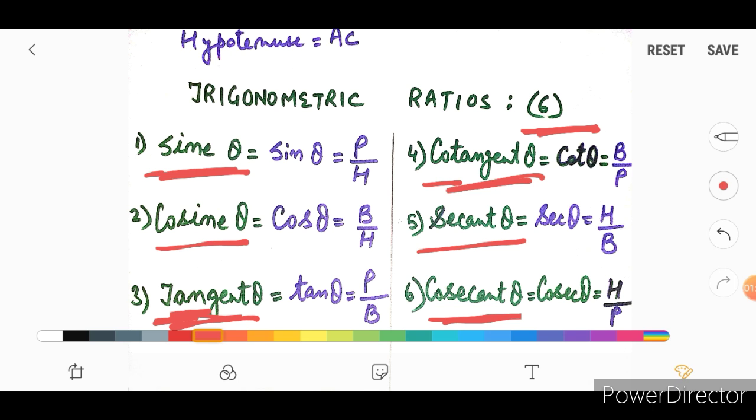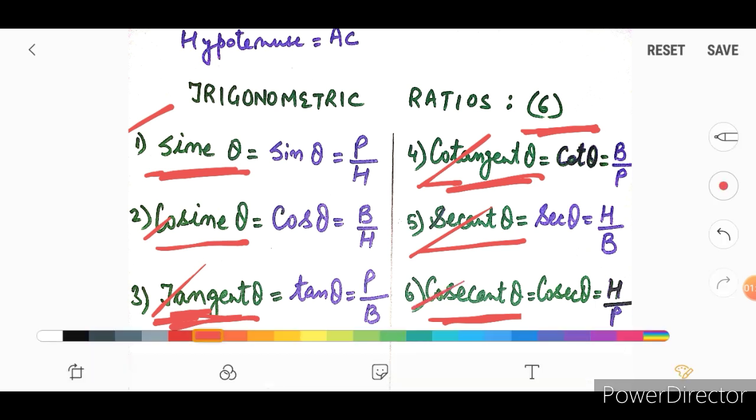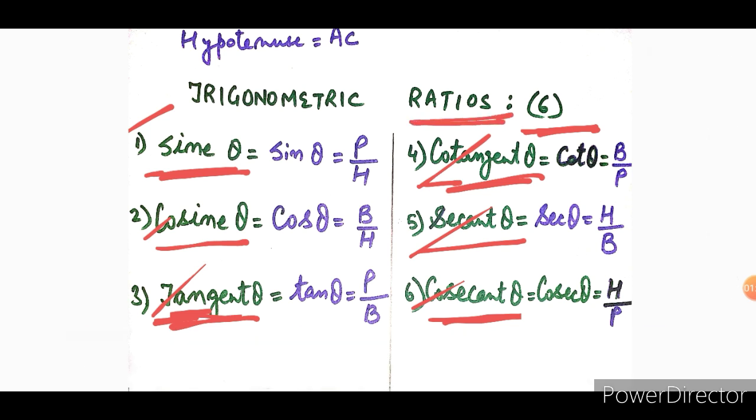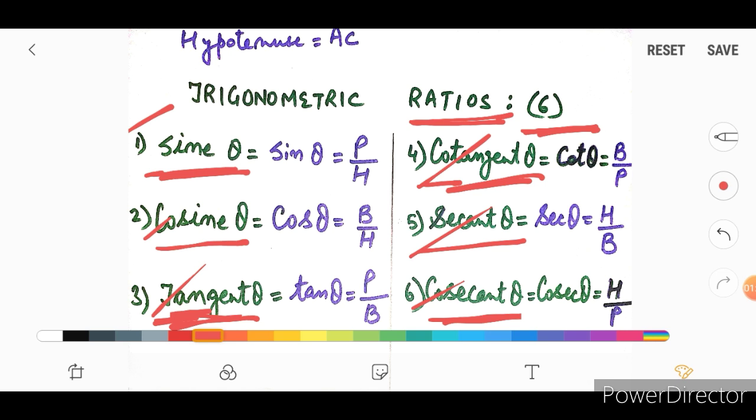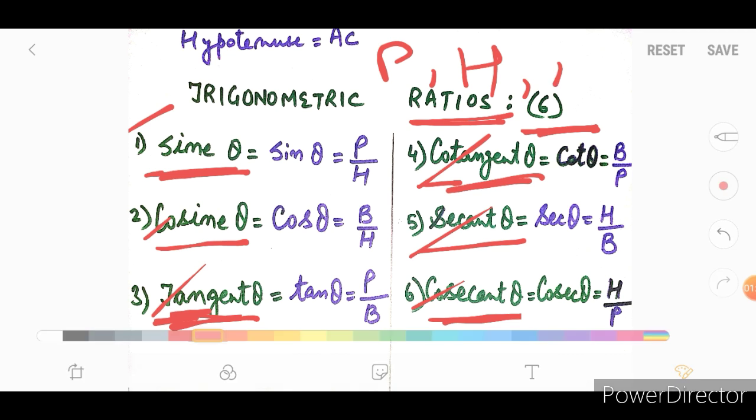So remember, let us revise very quickly. First one is sine theta, second is cosine theta, third is tangent theta, fourth is cotangent theta, then secant theta and cosecant theta. If you remember them in this order, it will be very helpful for you. Now, these all are the names of the ratios. Ratios of what? Ratios of only 3 sides, perpendicular, hypotenuse and base.